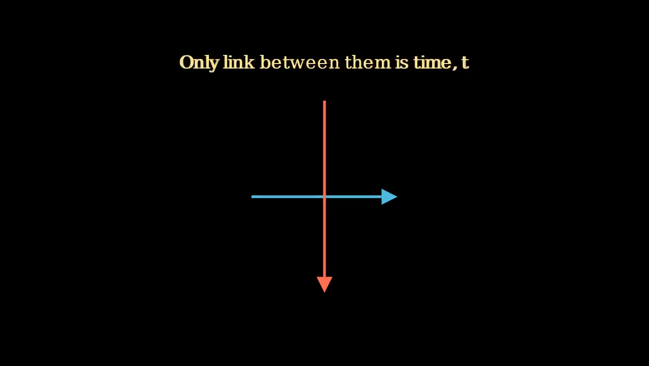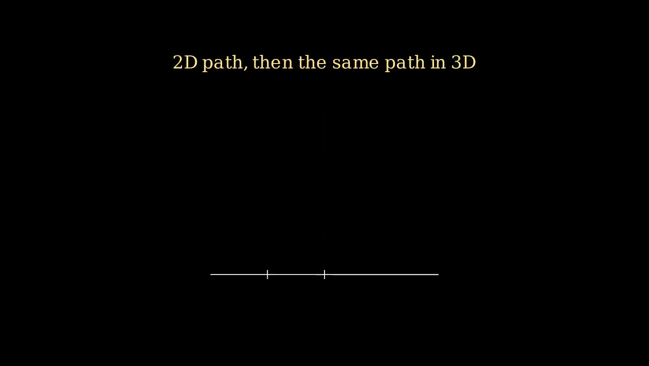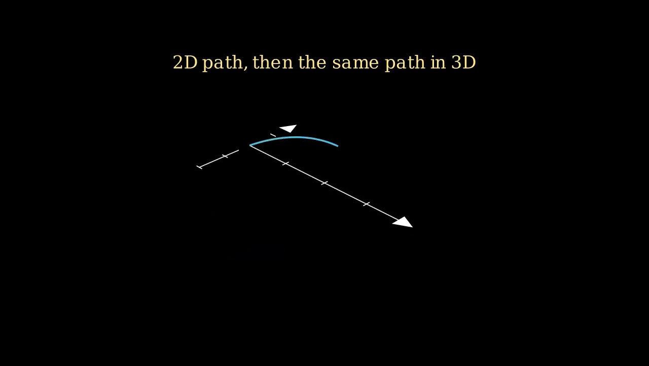These two directions are only linked by one shared quantity, and that quantity is time. Here is a two-dimensional view of the path, a curve that starts flat and bends downward, and here is the same path shown in 3 dimensions, so you can see the same curve from another angle. Now let's look at a worked example.